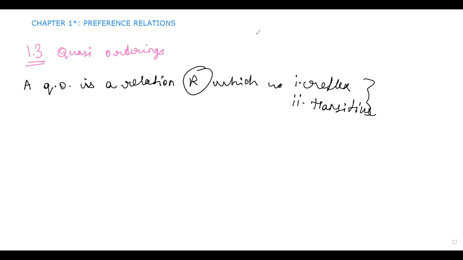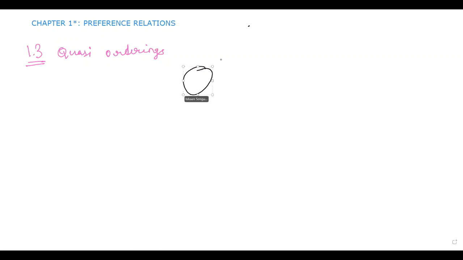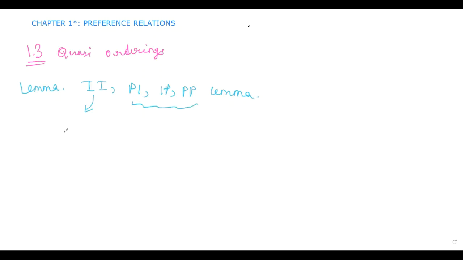Now, we will see certain properties of quasi orderings. So if R is a quasi ordering, then we will see that certain results hold. Lemma. I will prove only one part of this lemma, but this lemma is called the II, EI, IP, EP lemma. You will find this in the book. The format of this is very simple. I'll do the PI lemma. These can be proved by yourself at home. The book has the proofs in any case.